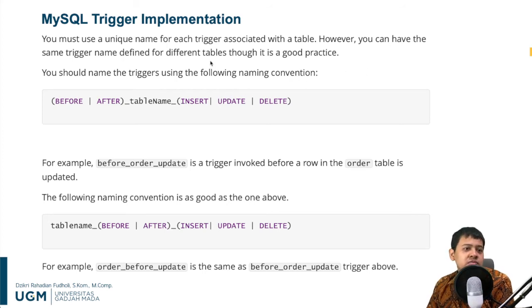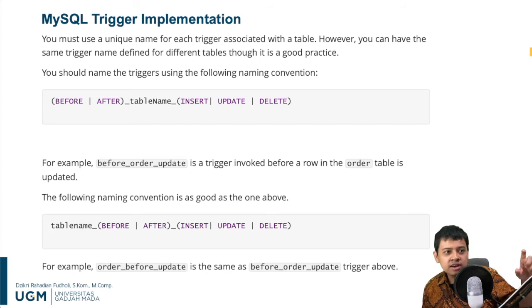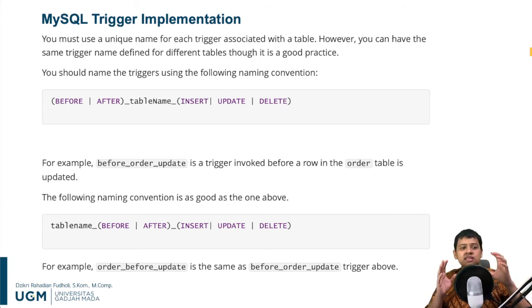However, you can have the same trigger name defined for different tables, even though it is not a good practice. If we use the same trigger name for a table we create, we cannot use that. So this is a difference. A good practice for naming is that we choose a name for the trigger and then add the table name itself. This is an example of that.